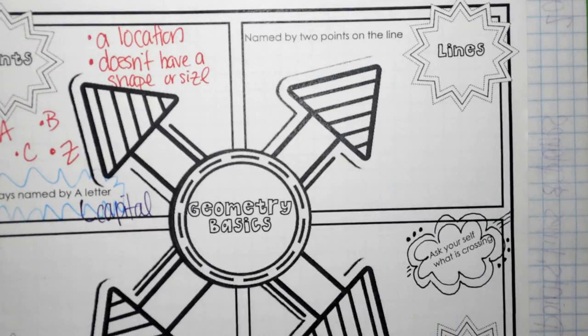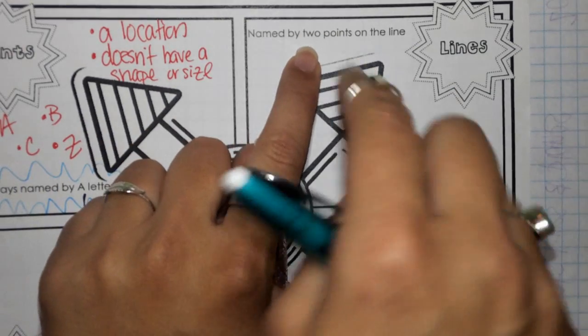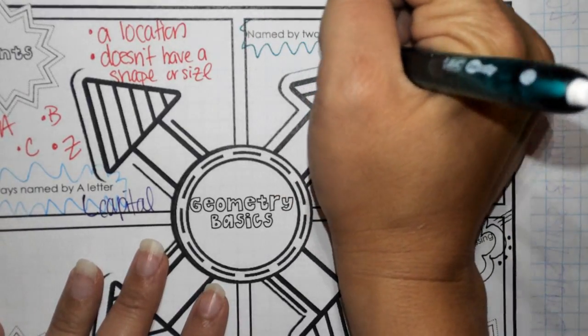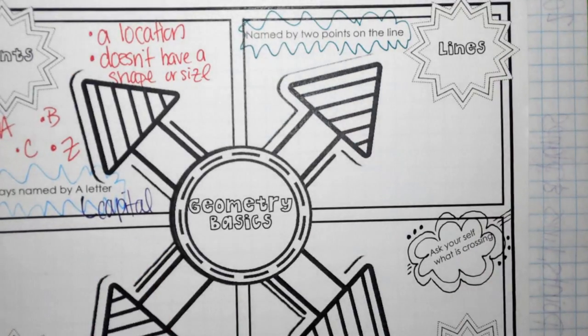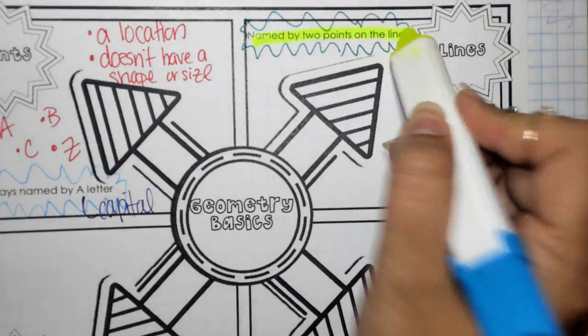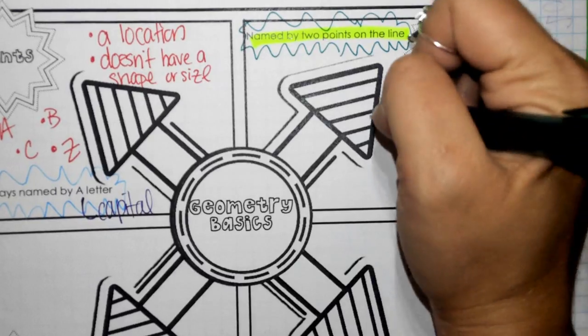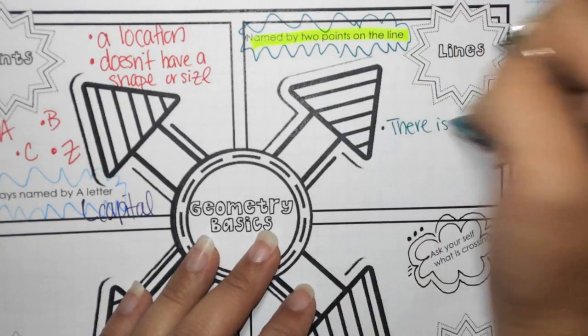Let's look at lines. How are lines named? How many points do we use to name a line? Two. It says it. I'm not asking you a trick question. I just want you to read the paper I put in front of you. So circle it, heart it, highlight it, baby Jesus, do something.